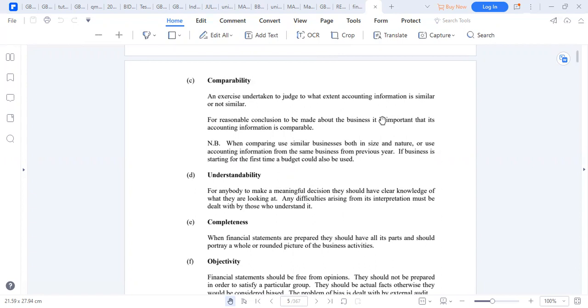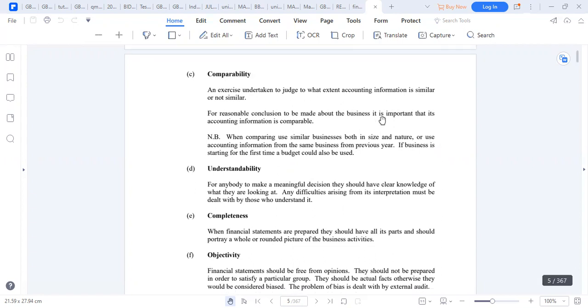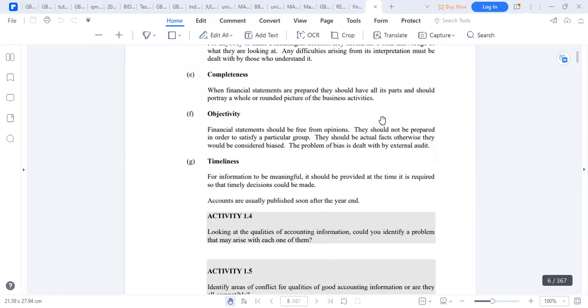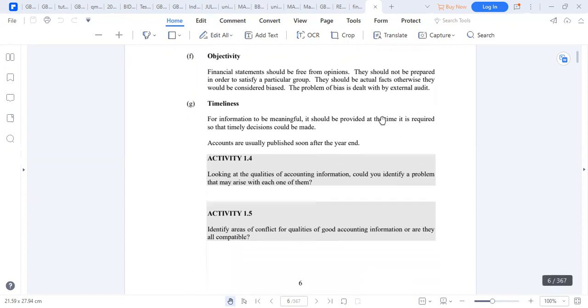It must be understandable, meaning every user must at least not find any difficulties in interpreting it. It must be complete, meaning it must be prepared with all footnotes that are needed so that whomsoever is reading those financial statements must not look elsewhere to have a full understanding. It must be objective, meaning it must be free from bias. It also must be timely in the sense that it must be available at the time when it is needed. So we have the periodicity concept, which says it must be periodically produced at the end of a particular period.